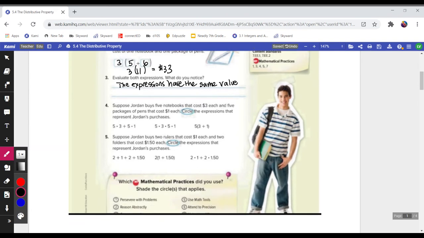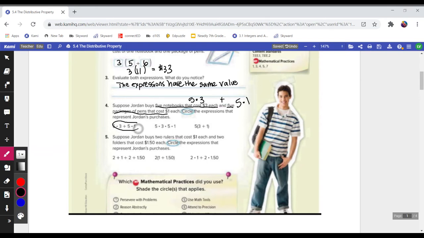So number 4, suppose Jordan buys 5 notebooks that cost $3 each and 5 packages of pens that cost $1 each. We're going to circle the expressions that represents Jordan's purchases. Well, we have 5 notebooks that cost $3 each. Well, that means that we're going to have 5 times 3. And then 5 packages of pens that cost $1 each. That's going to be 5 times 1.